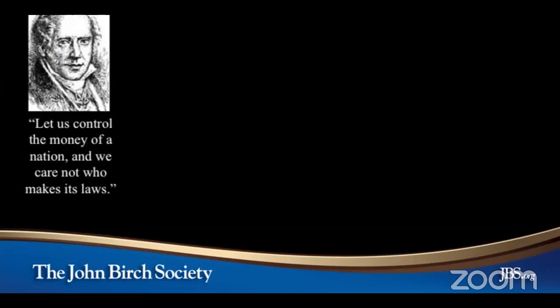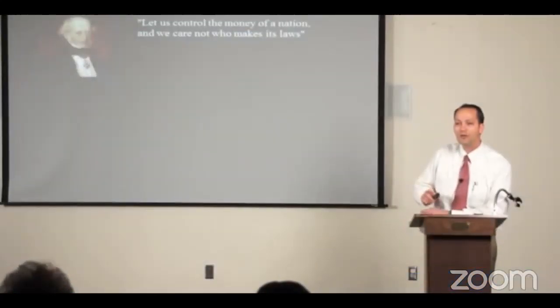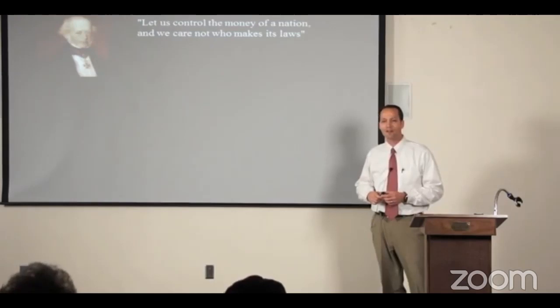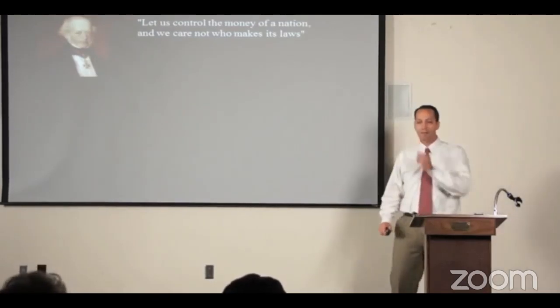Their family mantra was this: let us control the money of a nation, and we care not who makes its laws. Why is that? Well, this reminds me of the other golden rule. You all know the golden rule, but do you know the other golden rule? He who has the gold makes the rules. That's what he's saying here, isn't it? I don't care who runs the country. If I control the money, I control that country. Let me demonstrate one example of that.